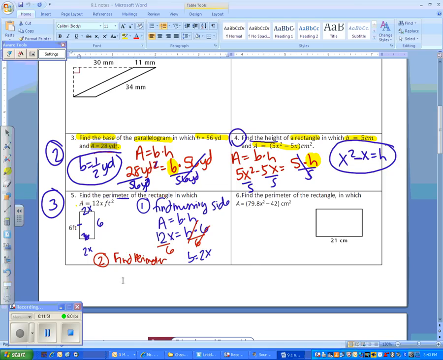And to find the perimeter, we just add them all up, and we have to combine like terms. So what's 2x plus 2x? That's 4x. And what's 6 plus 6? That's 12. So your perimeter is 4x plus 12, not 16, sorry. And that's your final answer. You're done. So try and figure out what number 6 is.